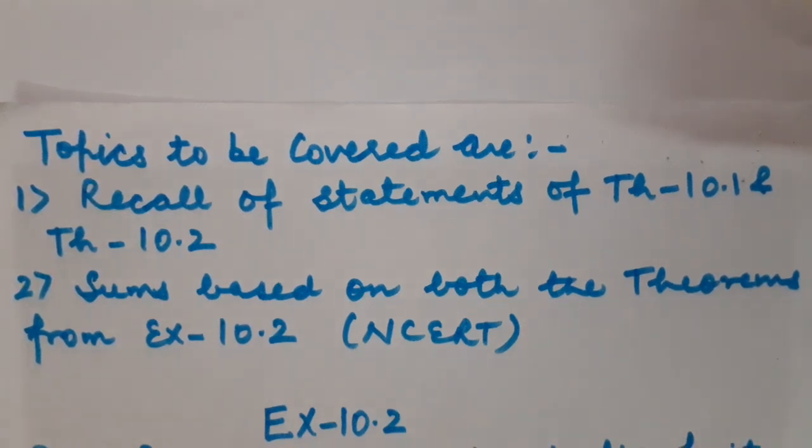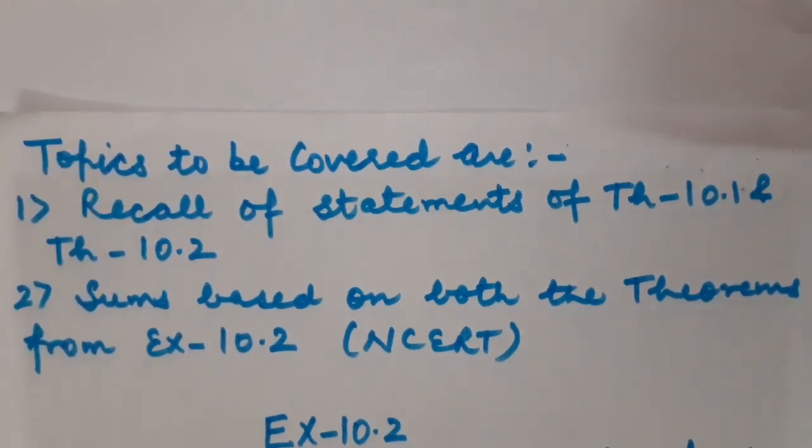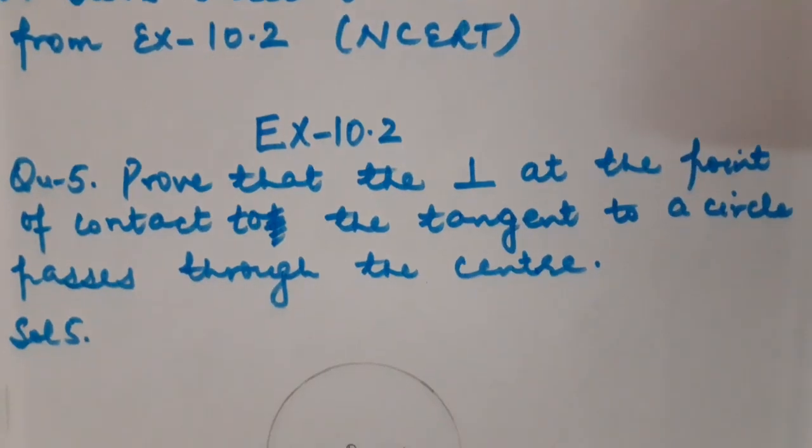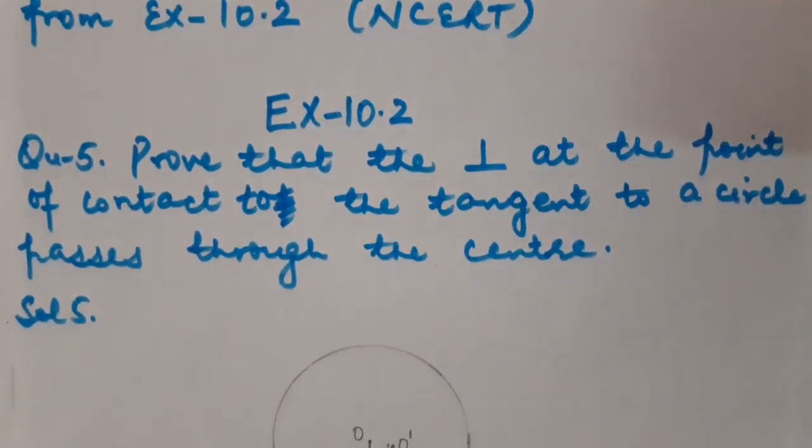Correct, students? So, children, let us recall theorem 10.1. The statement of theorem 10.1 is that the radius is perpendicular to the tangent at the point of contact. Fine, children? And the statement of theorem 10.2 is that the length of the tangent from an external point to the circle is equal. Correct, children? So you just keep these 2 statements in your mind and let us proceed further.